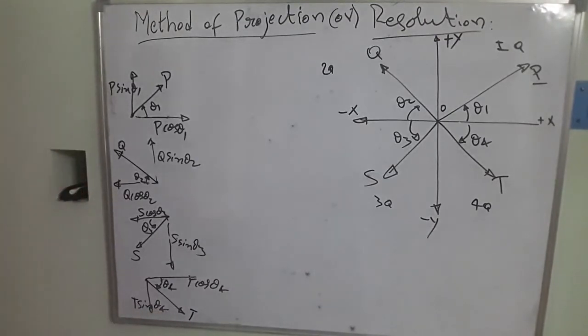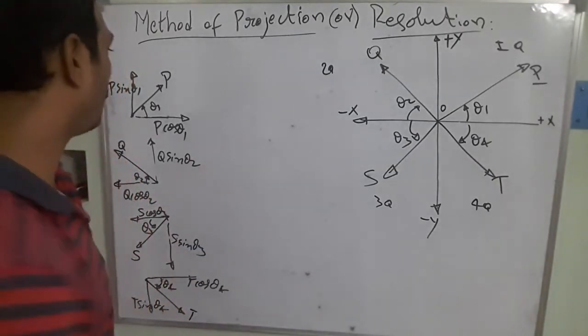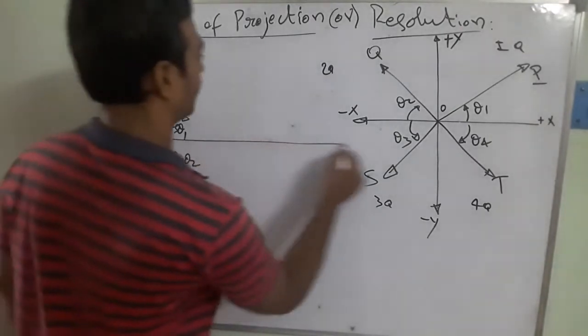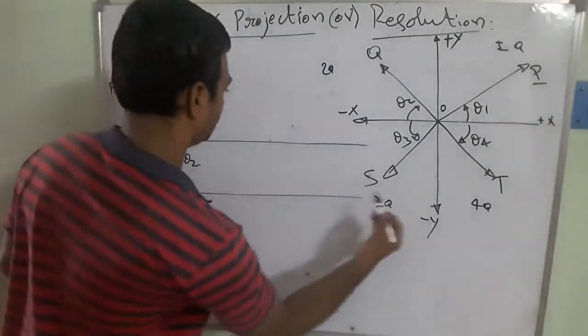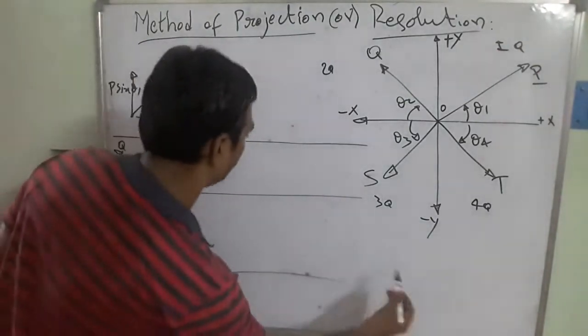Once we have this, we can easily calculate the vertical components as well as the horizontal components. For this, I am preparing a table to help you understand easily.